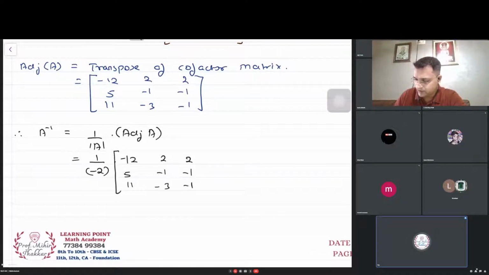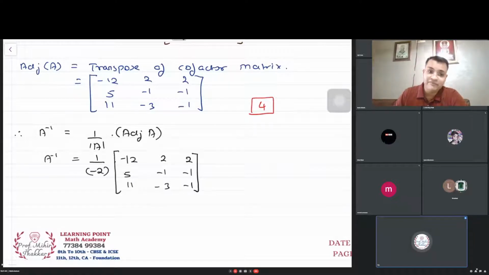11, minus 3 and minus 1. I hope it's very easy. If you guys remember, I told you that the previous sum was for 3 marks. This may come for 4 marks because it is a 3 by 3 matrix. And if it's a 2 by 2 matrix, that may come for 3 marks.